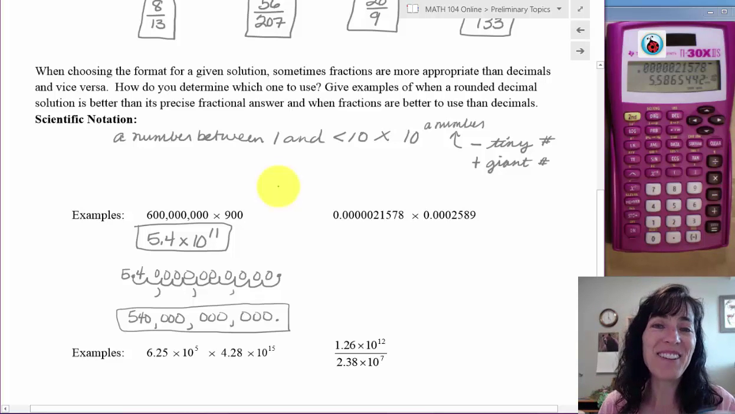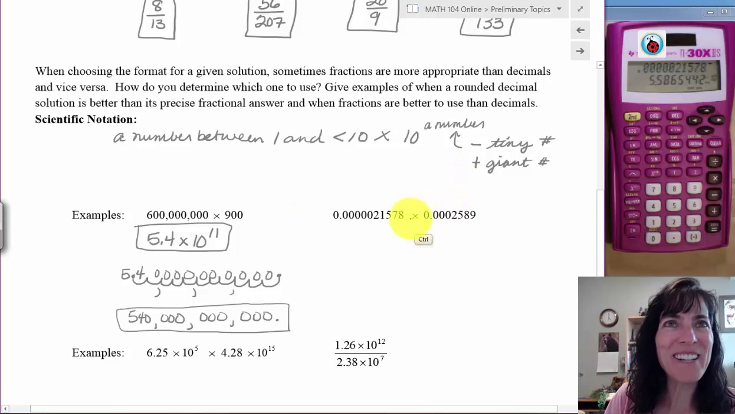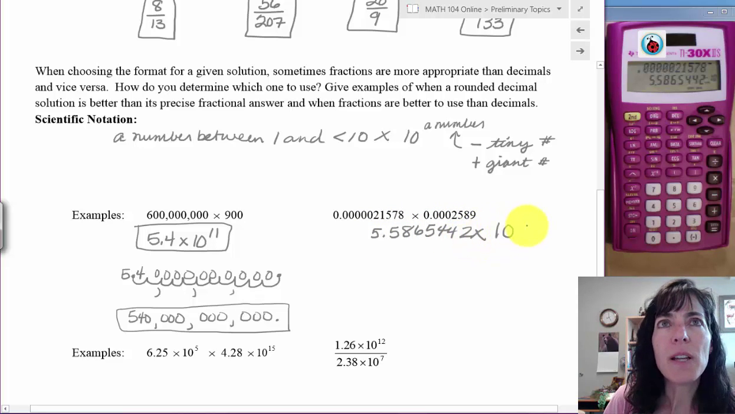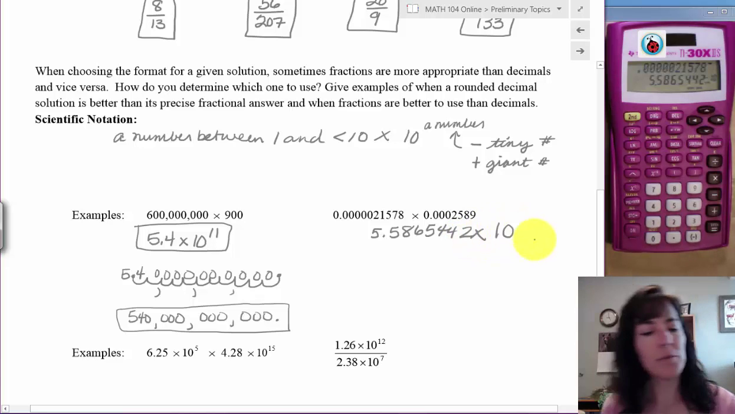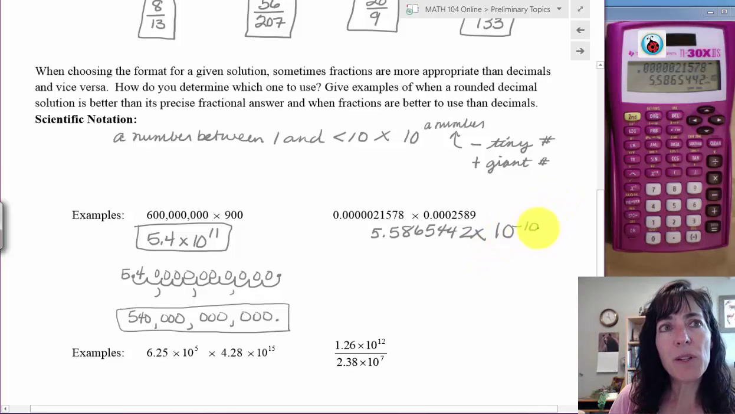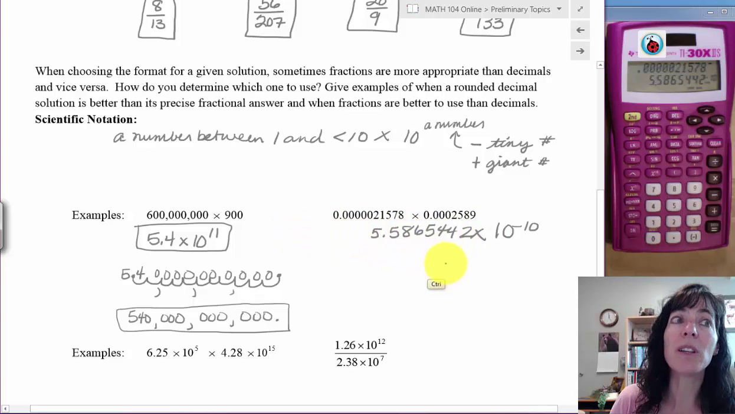And I'm getting another scientific notation number. Big surprise. And this one comes out to 5.5865442 times 10 to the -10. Now this one has a negative exponent, and that means that it is a tiny number because the exponent is negative, which means from where my decimal point is, if I move it to the right, I'm going to make a big number. I need to move it to the left.